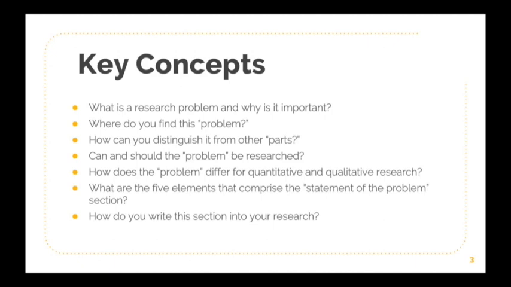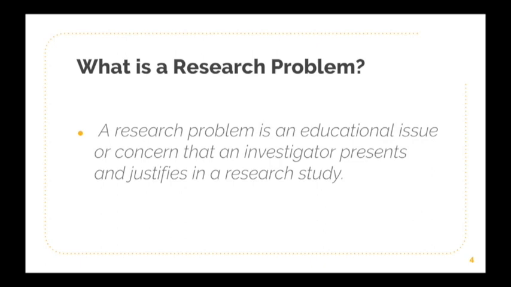Where do you find the problem? How can you distinguish it from the other parts? Can and should the problem be researched? How does the problem differ for quantitative and qualitative research? What are the 5 elements that comprise the statement of the problem section? How do you write this section into your research? What is the research problem?